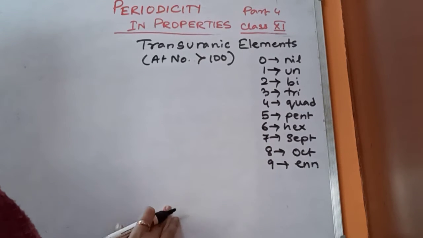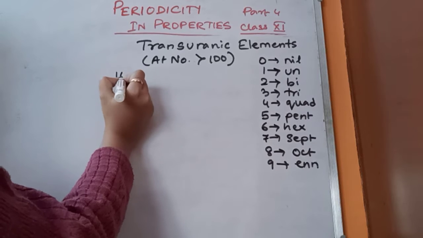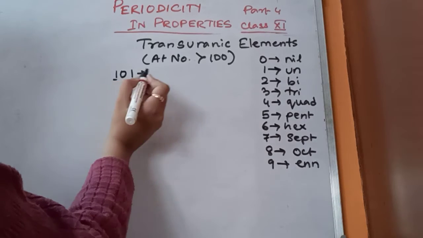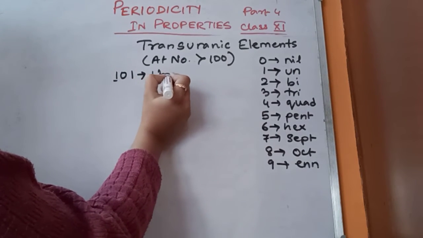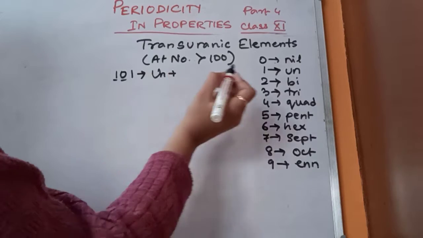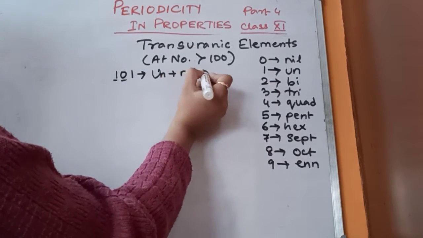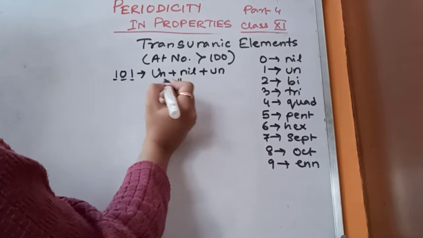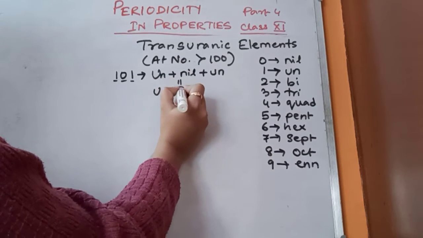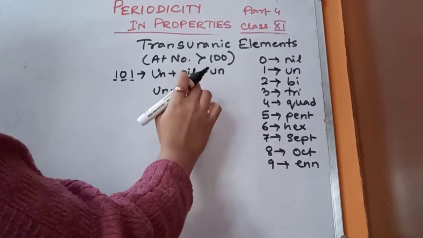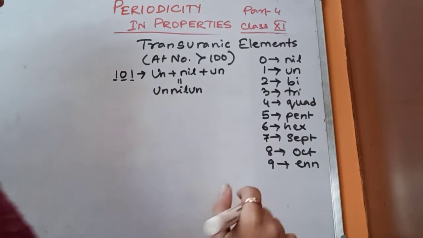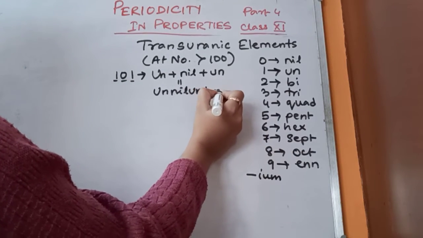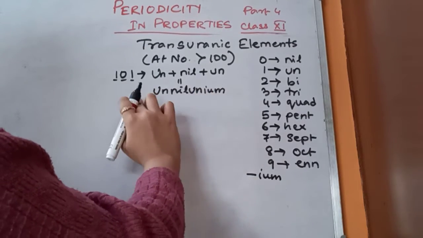Now, the element having atomic number 101: for 1 it is un, plus for 0 it is nil, plus again 1 un, so it will give you un, nil, un. After this you have to add a suffix. What is the suffix? IUM. So this will be the systematic name.